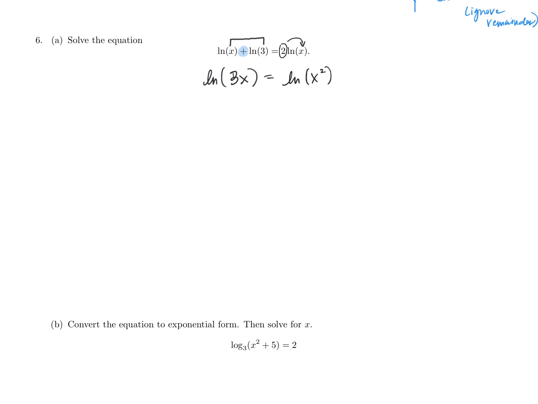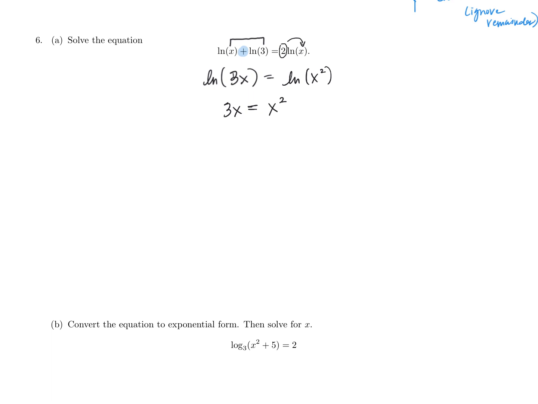This is how you want it to look if you want to be able to undo the logs on both sides. So you have the natural log on each side, and that's it. There's nothing in front of the natural log. There's nothing added or subtracted. You have one natural log on each side. If that's the case, then the natural logs are going to undo each other, and you can simply rewrite the equation without them. So solving this equivalent equation will give you the answer to your original equation.